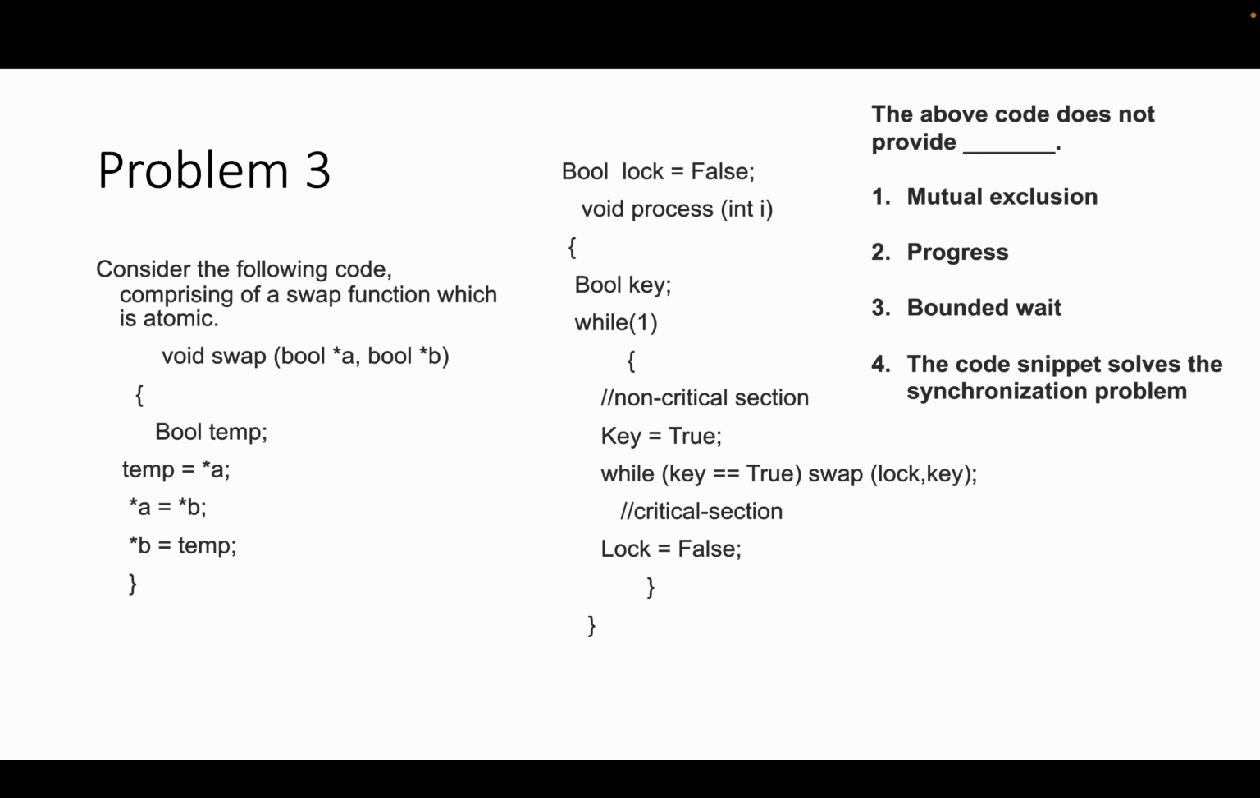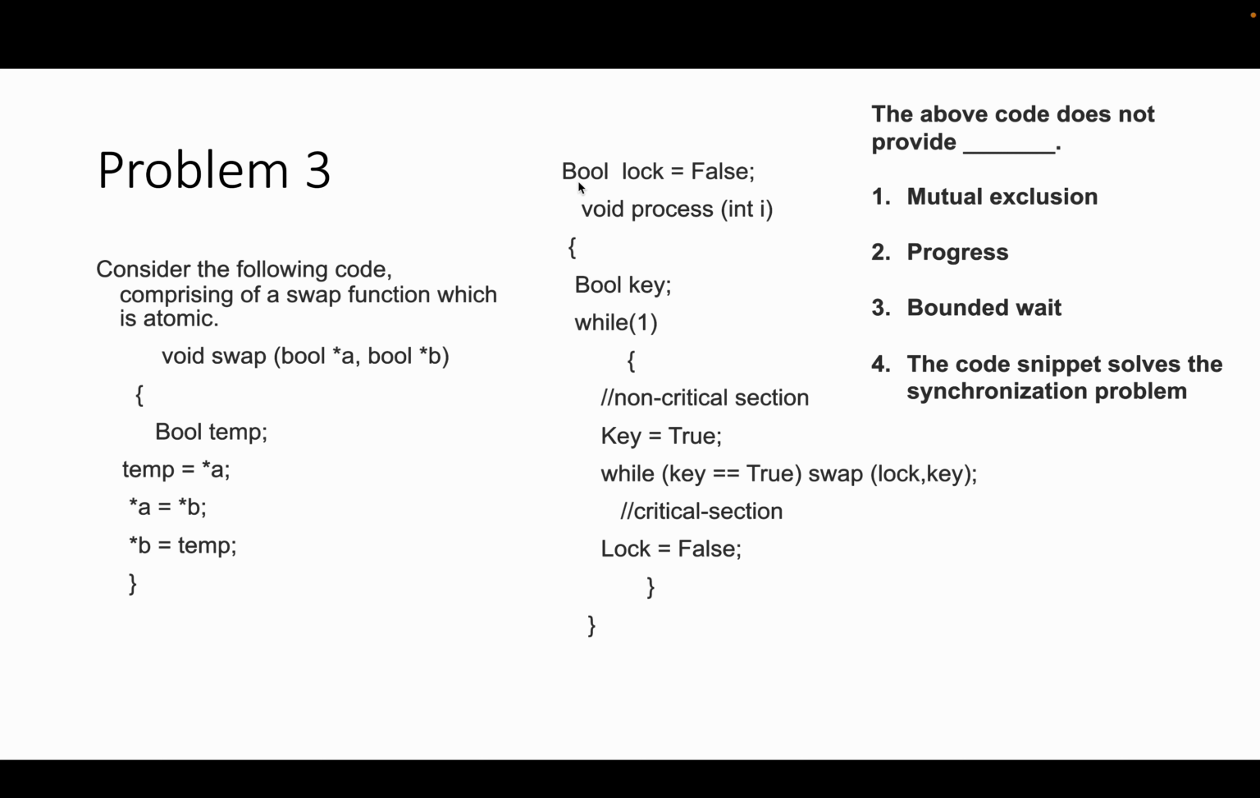So the problem number 3 is, consider the following code comprising of a swap function which is atomic. The swap function here is taking two Boolean pointers A and B, and it is just going to swap those two values. But it is saying that assume that it is atomic. Atomic means that this will execute as one instruction, and that's why it's atomic.